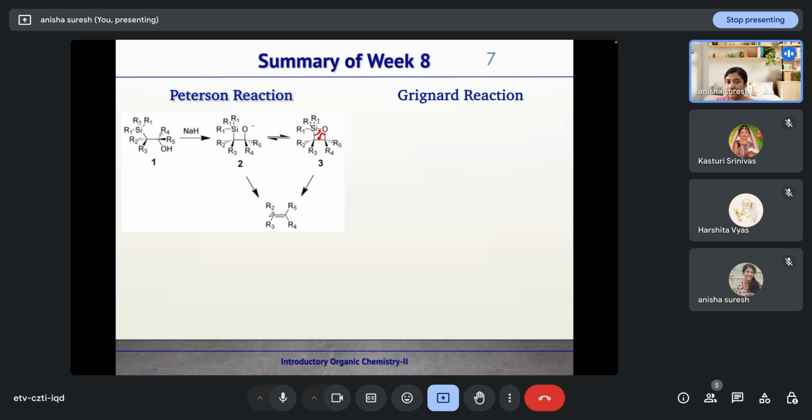Now, the Grignard reaction, we are all familiar with the Grignard reaction. Our RMgX species will add to this carbonyl in a 1,2 fashion, and this tetrahedral intermediate will be formed. Upon acidic workup, it will lead to the formation of this tertiary alcohol. In this, they have shown a radical mechanism, but it is just a normal addition reaction.